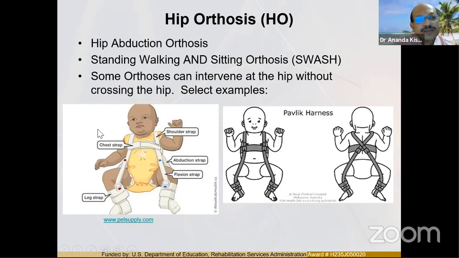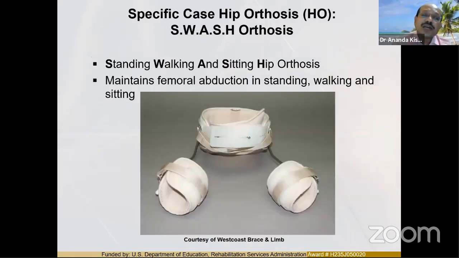There are several parts like the chest strap and shoulder strap. In front there's a flexion strap, and at the back there's an abduction strap. So we can maintain the hip position in flexion, abduction and external rotation. Depending on that position, you can take the radiograph and see whether the hip is completely going inside the acetabulum or not. Depending on the radiograph, we can adjust either the flexion or the abduction. So this is the Pavlik harness, and it can be used for different purposes, most commonly DDH and also fracture shaft of femur.